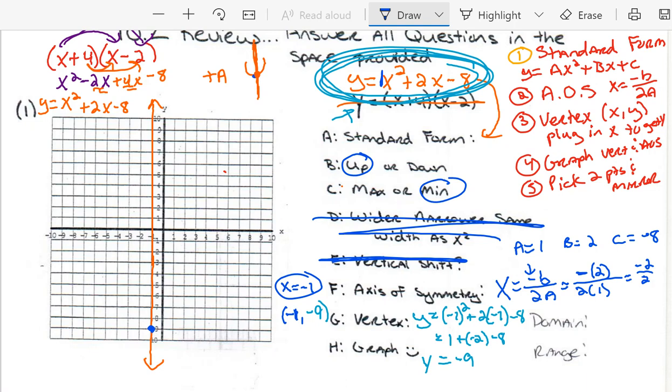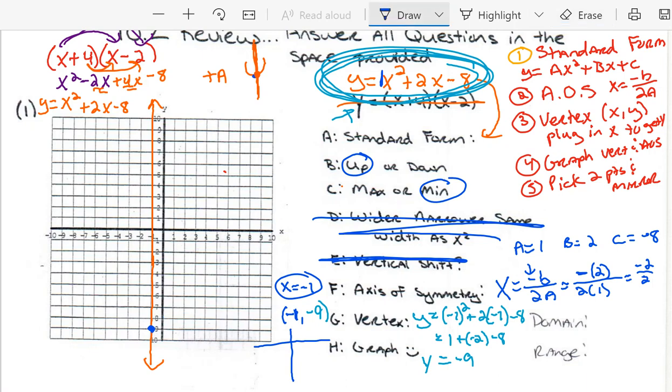Now, for picking the 2 points, you can go 2 to the left, or you can go 2 to the right. I recommend you go in the direction of 0 all the time. So if 0 is to the right, go to the right. If 0 is to the left, go to the left. Just because 0 is one of the easiest values to plug in. So if you plug in 0, you're probably less likely to have any mistakes, and it's much easier to do the math. So I'm going to go to the right.